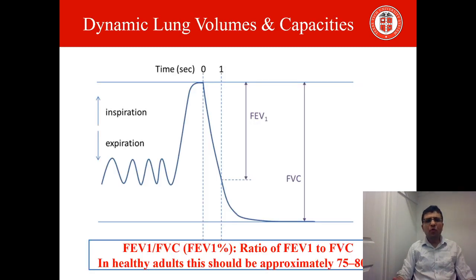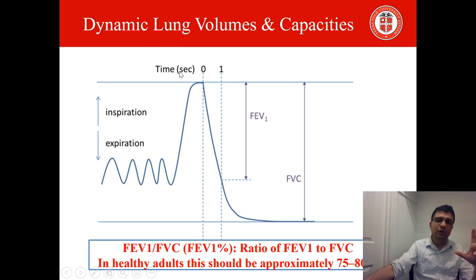Now, let's move on to the dynamic lung volumes and capacities. The biggest difference is that in the static ones, we are not taking the time component into account. With the dynamic one, we are bothered about how quickly these things are happening. So you can see that the graph remains the same. It's only the time which has come across on the x-axis.